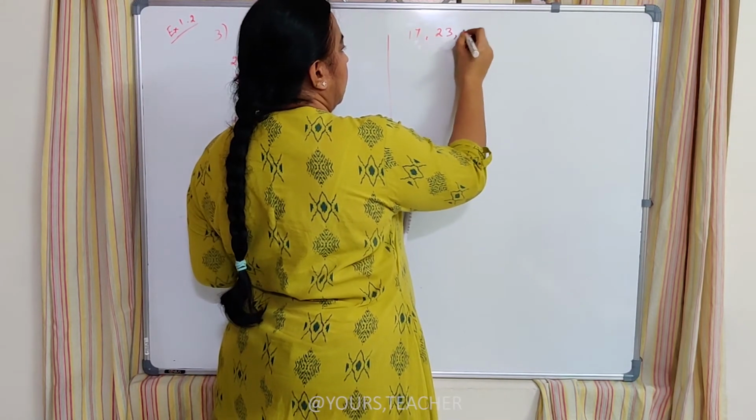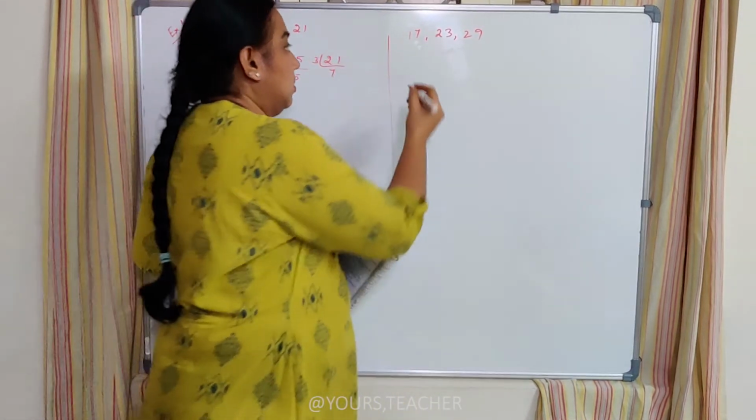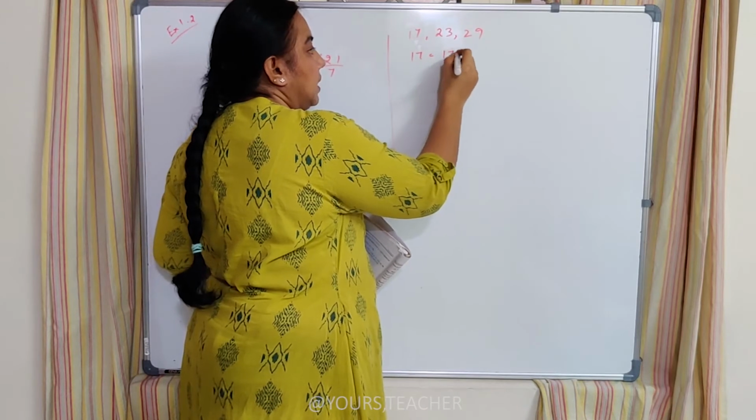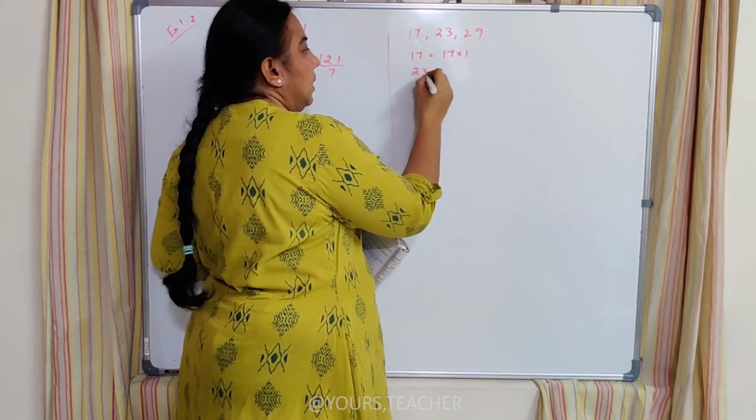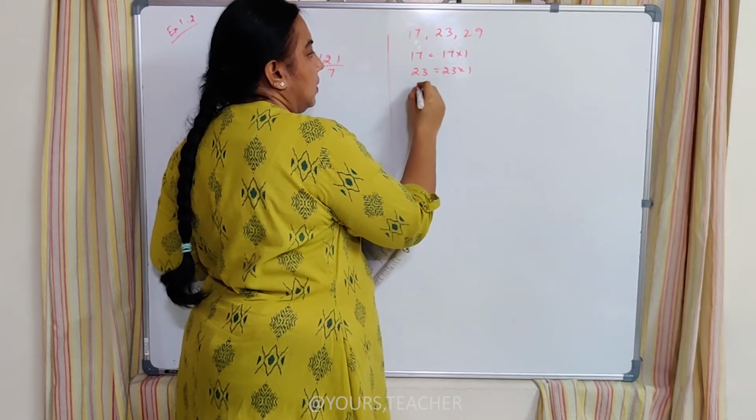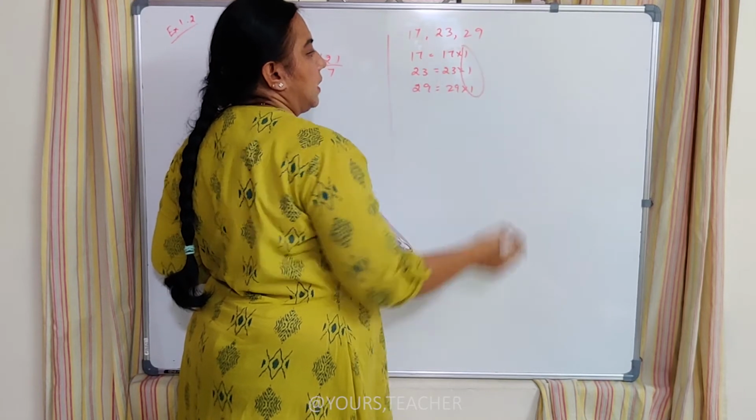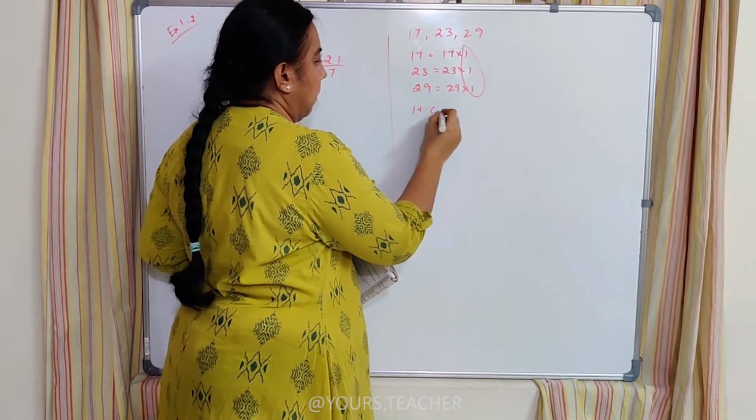Okay, and the next sum is find the LCM and HCF of 17, 23 and 29. I see that all the 3 numbers are prime numbers, so I can write 17 as 17 into 1, 23 as 23 into 1, 29 as 29 into 1. So the only common factor is 1. So the HCF is 1.